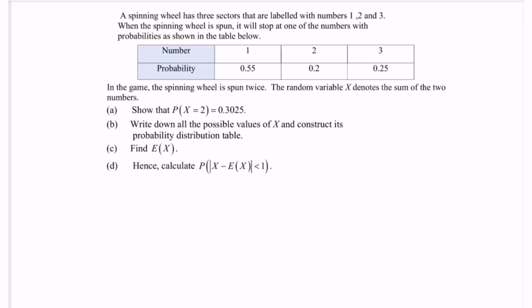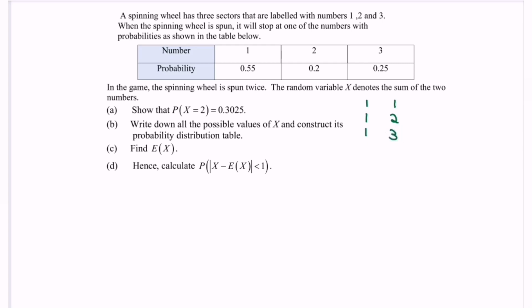So what we have to do is to construct the probability distribution table. Try to imagine the situation. If we spin for the first time, we have the possibility of getting number 1. Then we spin for the second time, we will have number 1 as well, followed by 1 and 2, and then 1 and 3. That is the first situation.